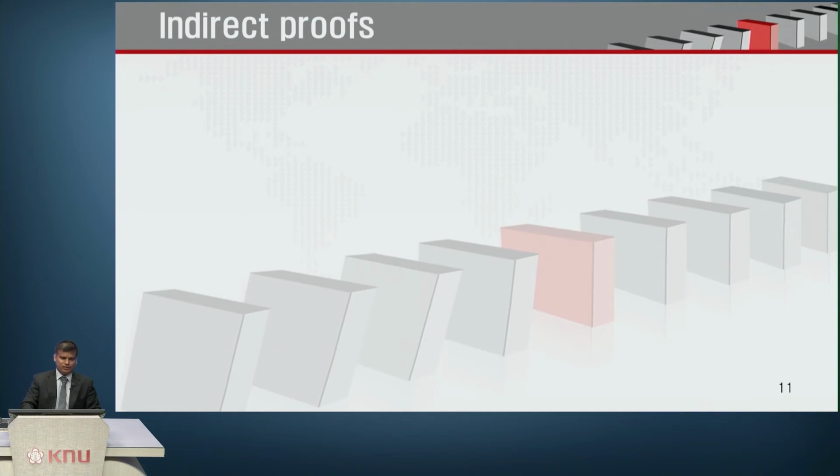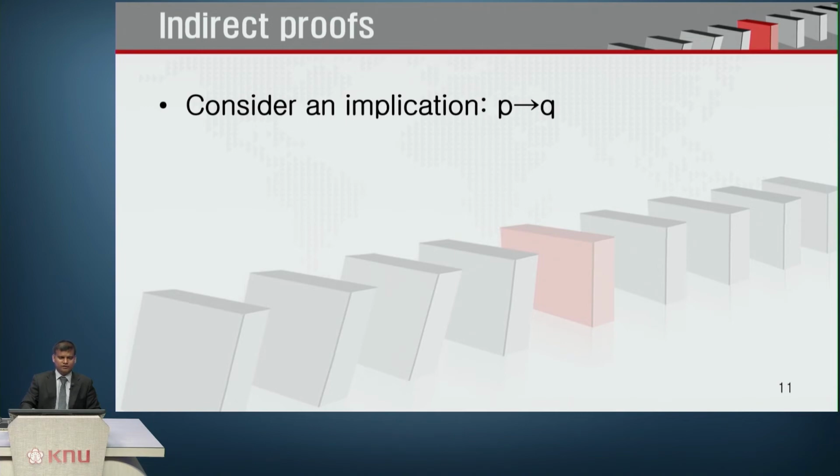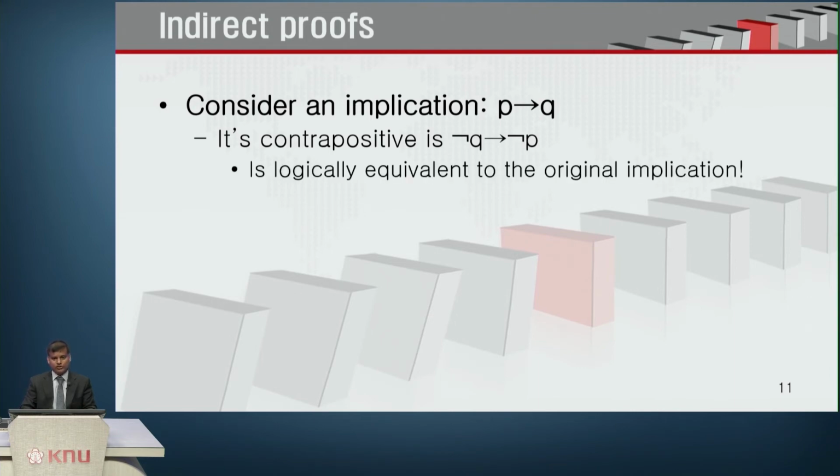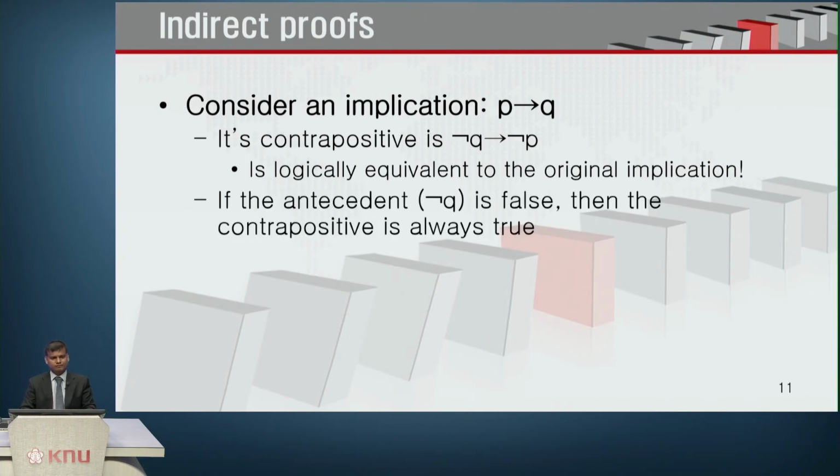What is indirect proof? Let us see this again. Consider the same implication, P implies Q. In this implication, you have the contrapositive: negation of Q implies negation of P. We know that the implication and its contrapositive are logically equivalent. Yes, the implication and contrapositive are logically equivalent. So if the antecedent, the negation of Q, is false, then the contrapositive is always true.